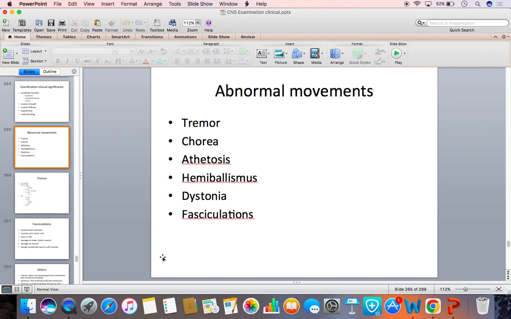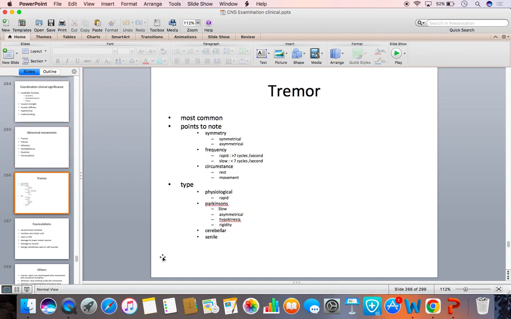Abnormal movements. These are tremor, chorea, athetosis, hemiballismus, dystonia, and fasciculations. Tremor is the most common type of involuntary movement. Then it could be symmetrical or asymmetrical. Look for its frequency and the circumstances where it is occurring. These are the points under which you have to test for tremor. Is it symmetrical or asymmetrical?